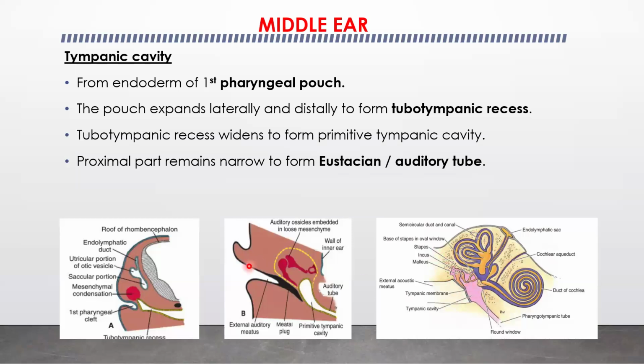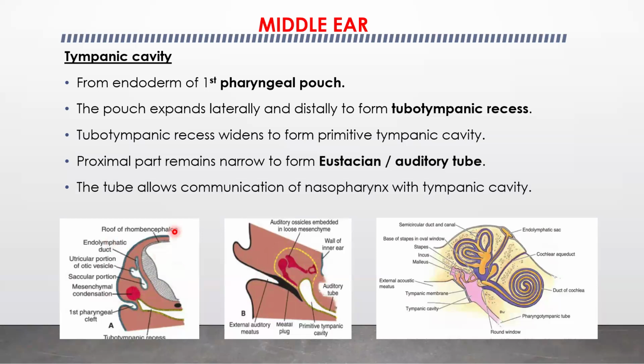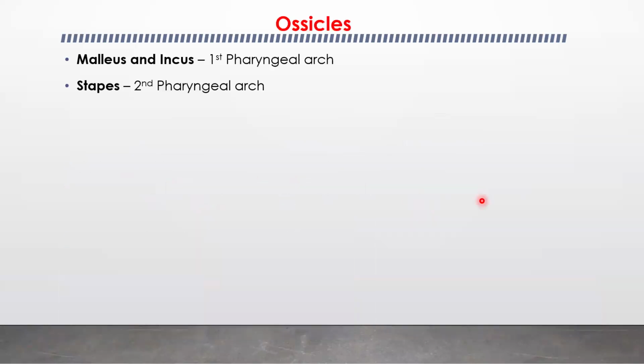At this point, you can appreciate that this is a mesenchymal condensation to give us these ossicles. So these ossicles, it means that something will happen for them to be inside this middle ear. Before then you have the tube, this tube allowing the communication between the nasopharynx and the tympanic cavity. So let's talk about the ossicles.